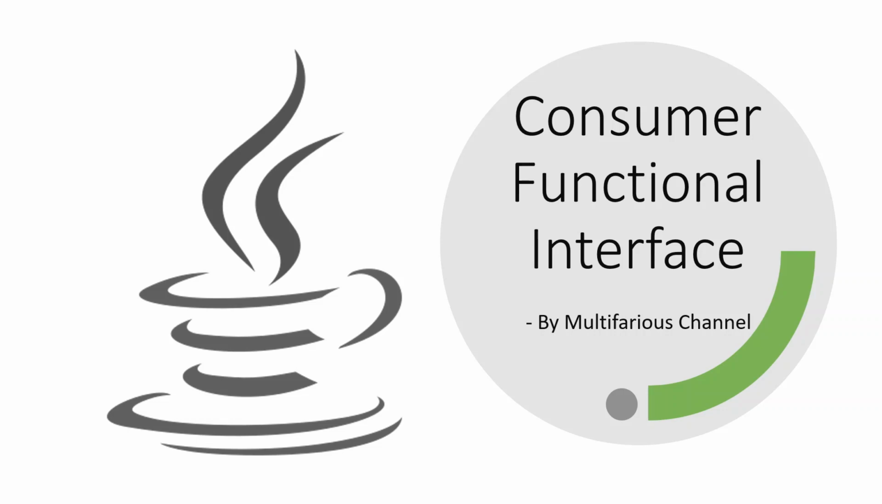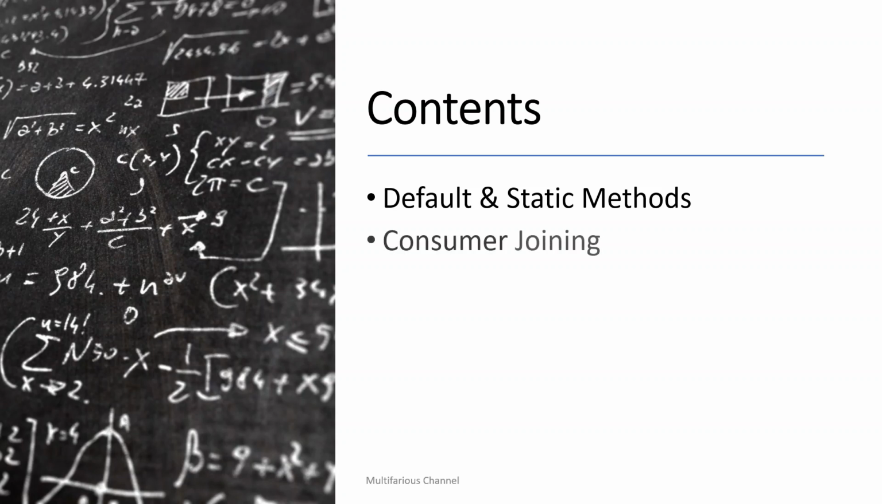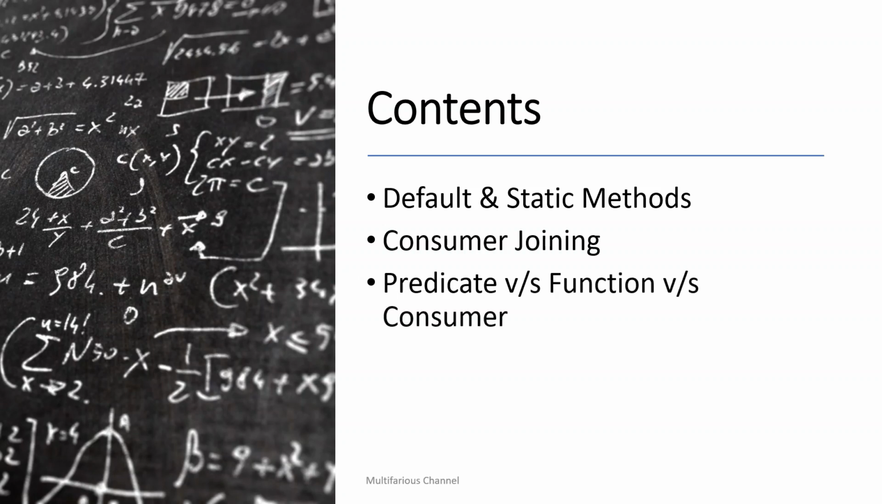Coming back to this video, we will cover some of the default and static methods that are present inside the consumer interface. We will also see what consumer joining and consumer chaining are. And at last, we'll see the difference between predicate, function, and consumer and where we should use which of these interfaces. So before wasting any time, let's get started.